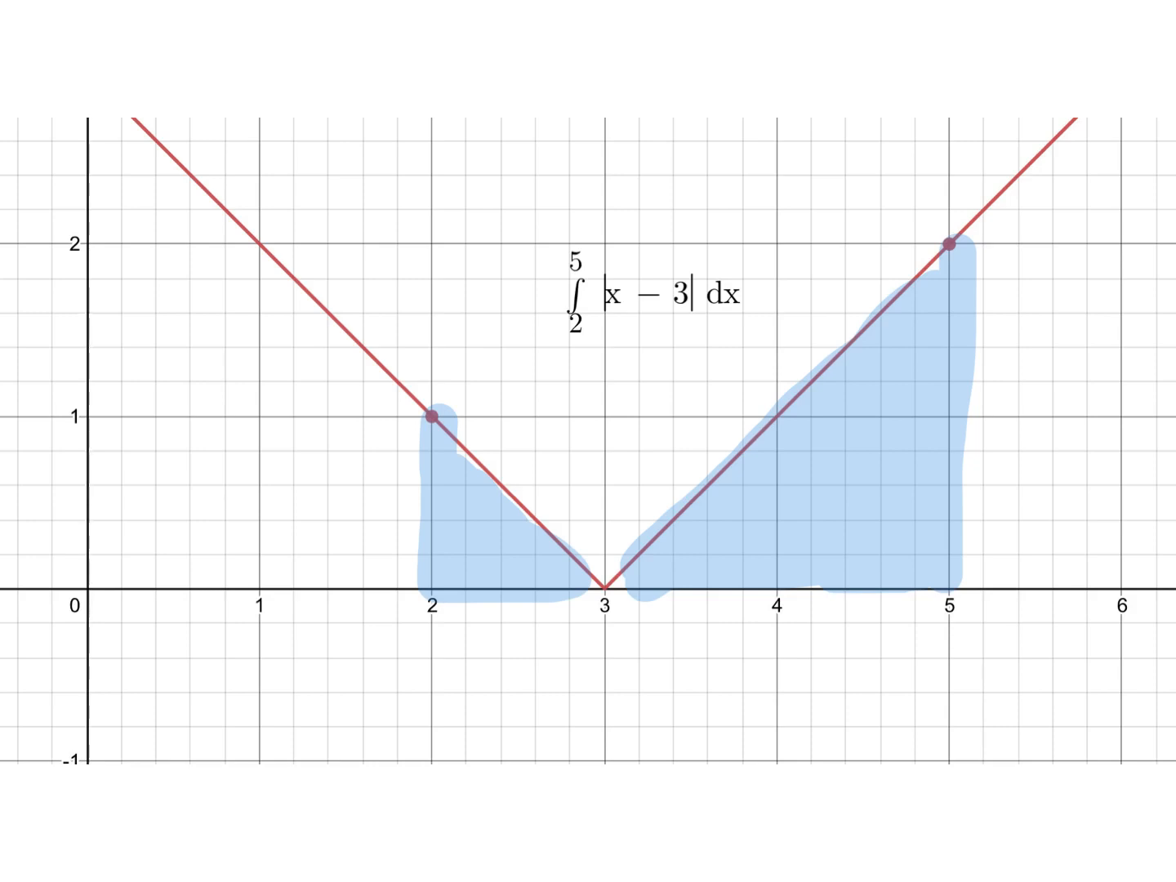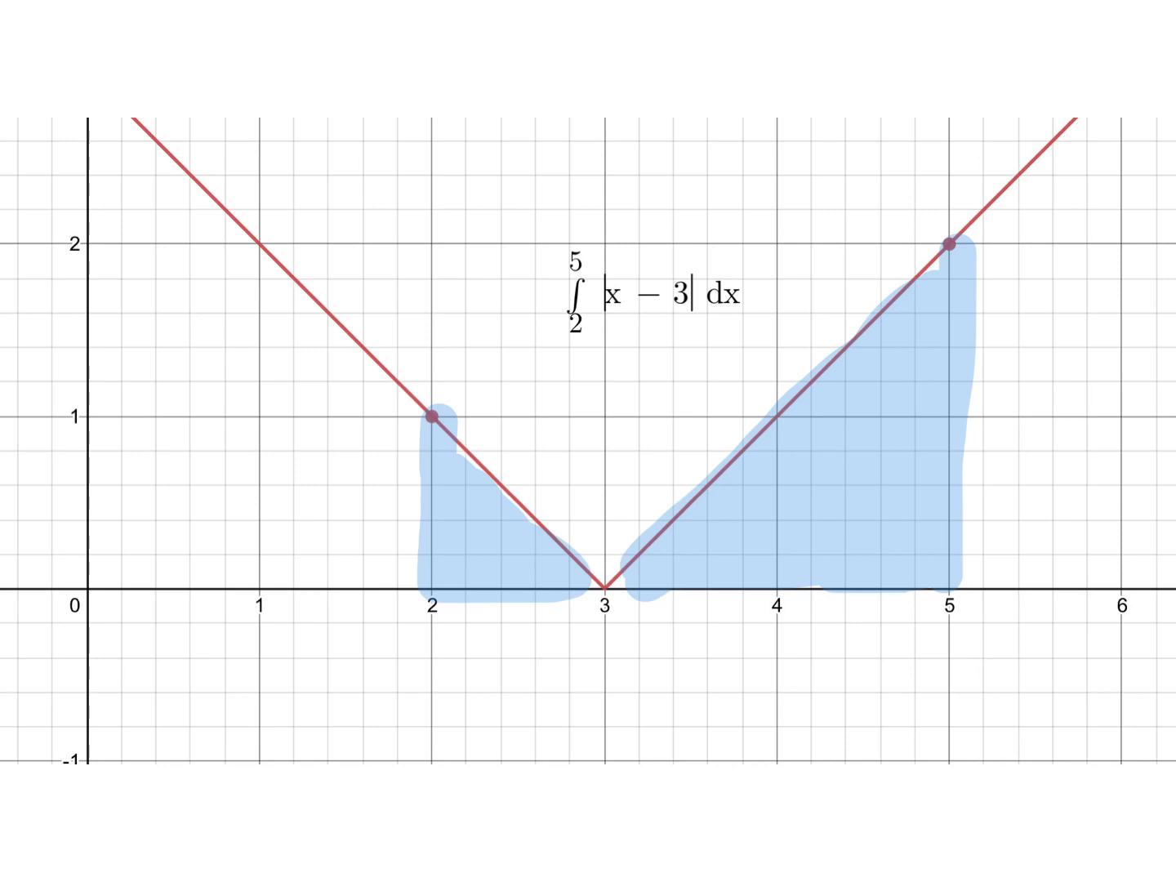So the integral from 2 to 5 of the absolute value of x minus 3. So x minus 3 we know bounces off at 3, okay? So from 2 to 5, that means that the area between the curve and the x-axis from 2 to 5 would be a triangle from 2 to 3 and a triangle from 3 to 5. And we're going to add those two areas.